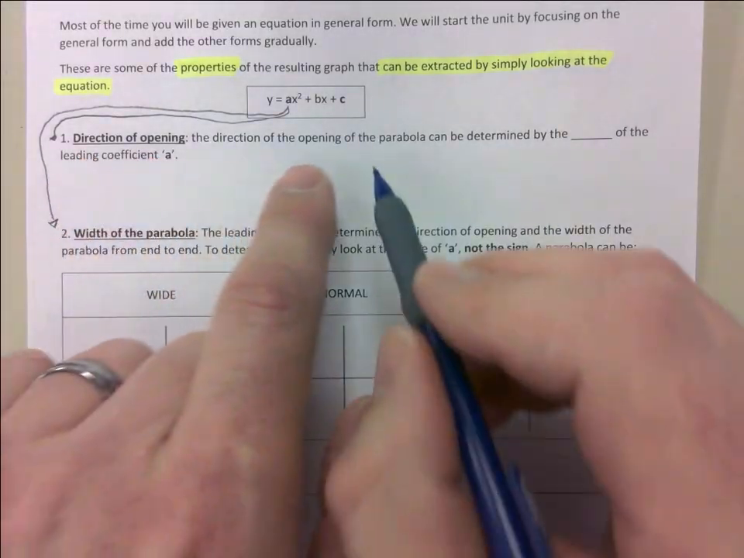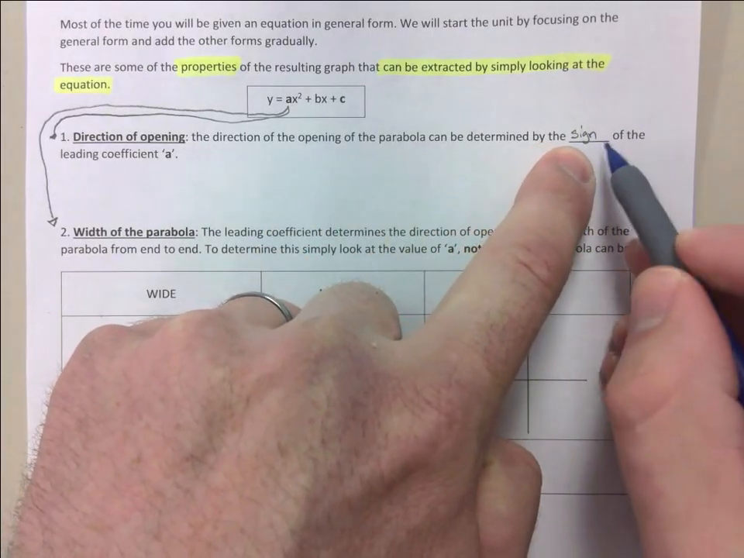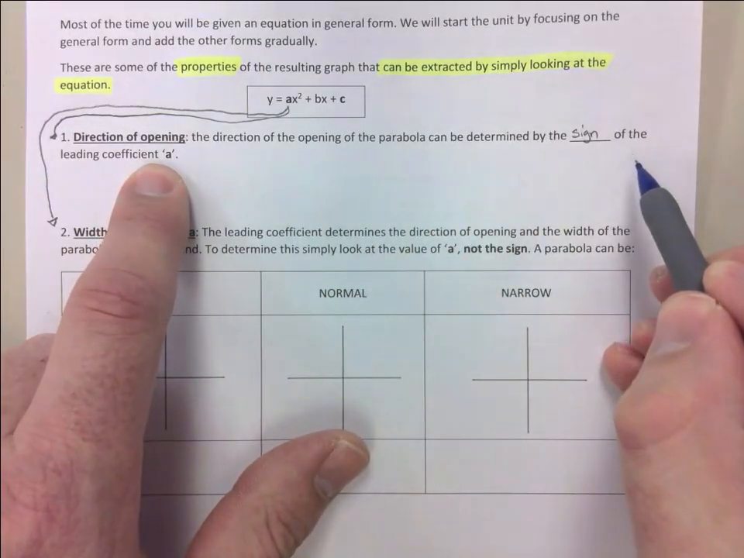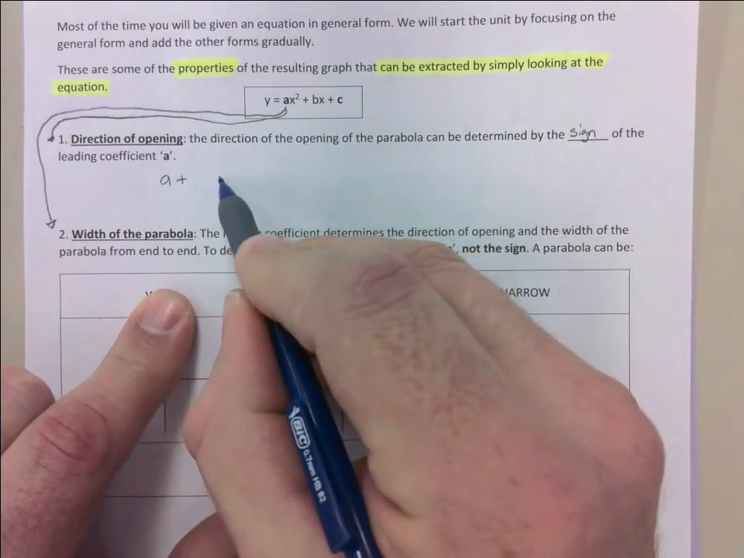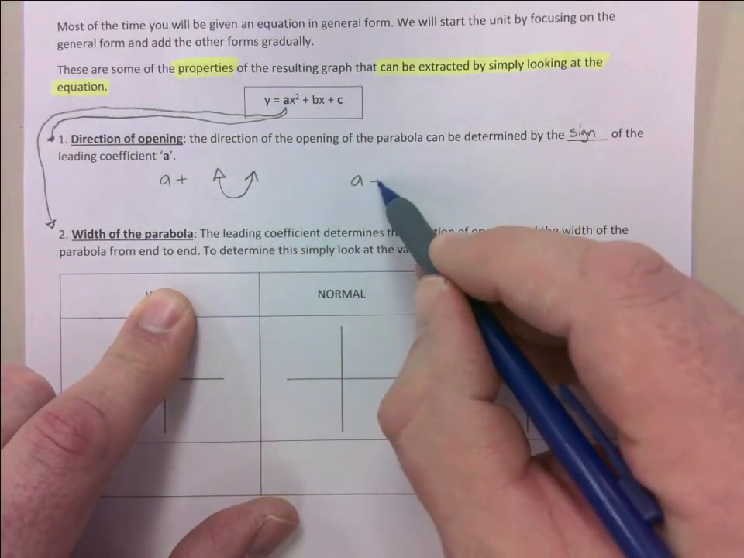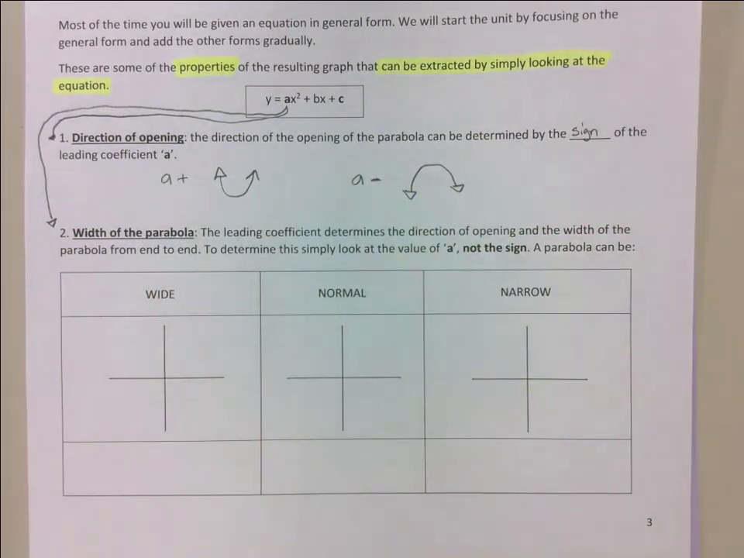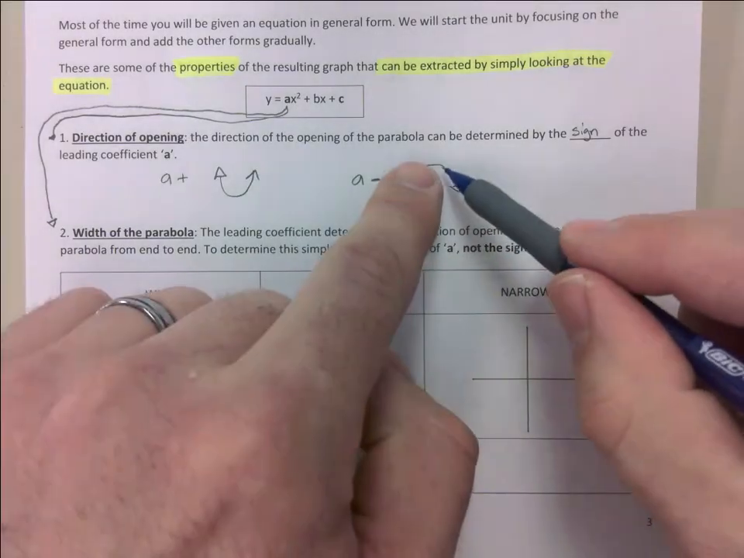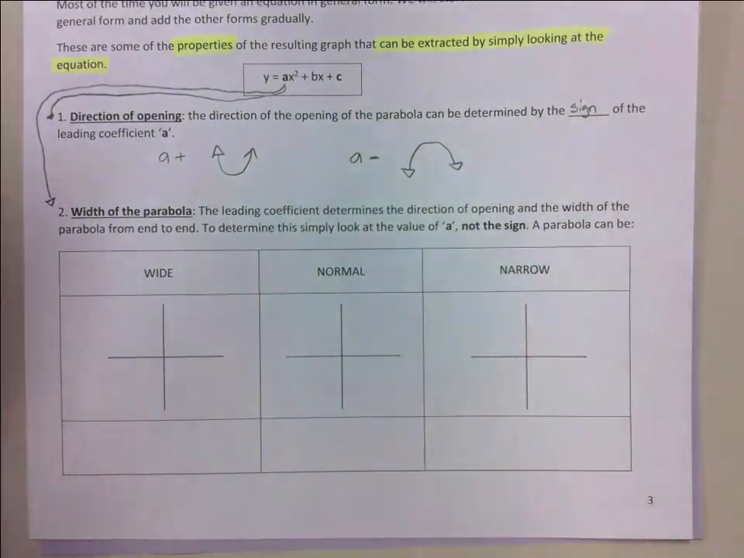The direction of opening is fairly easy. It can be determined by the sign of the leading coefficient A. If A is positive, the parabola is going to be pointing up. If A is negative, the parabola is going to be pointing down. Please don't make it look like a U, because this thing keeps opening indefinitely. A U goes straight up, parallel. These lines are not parallel.